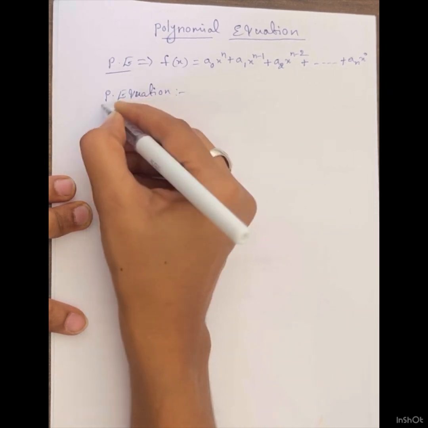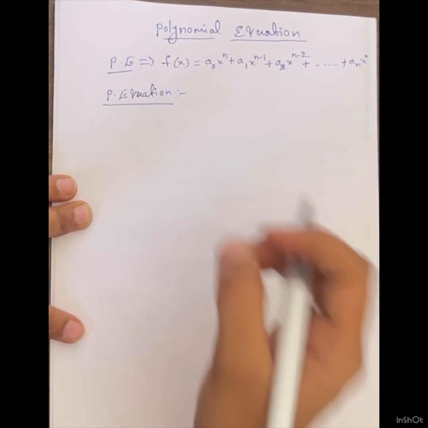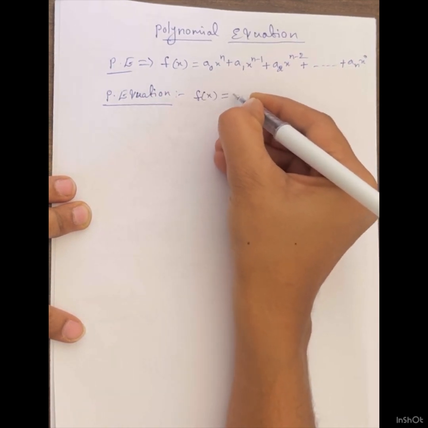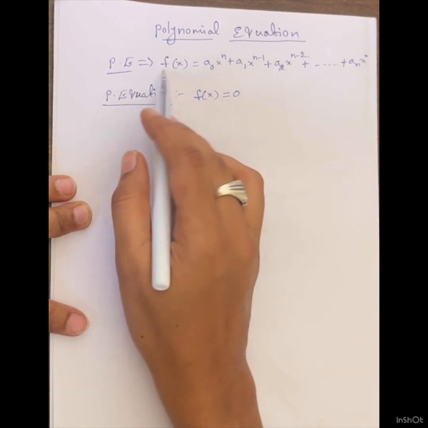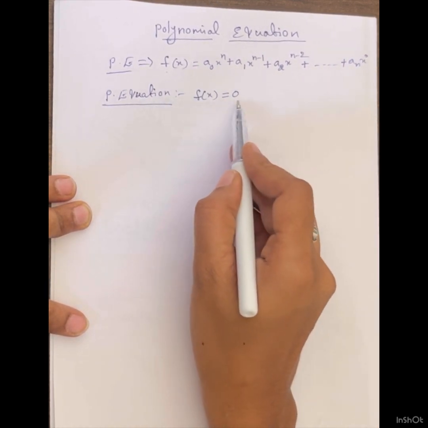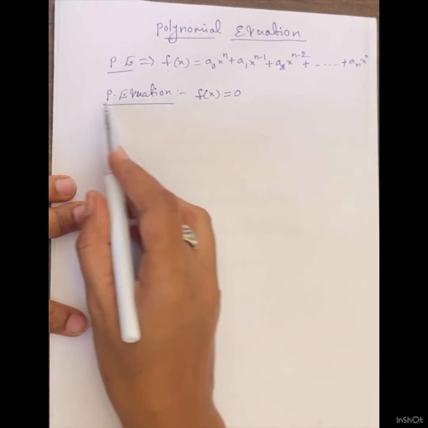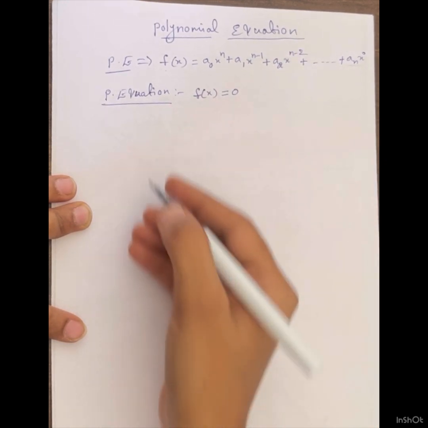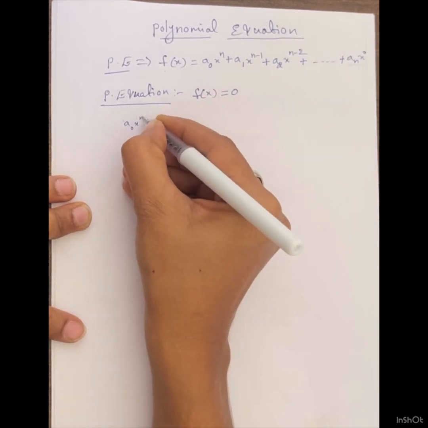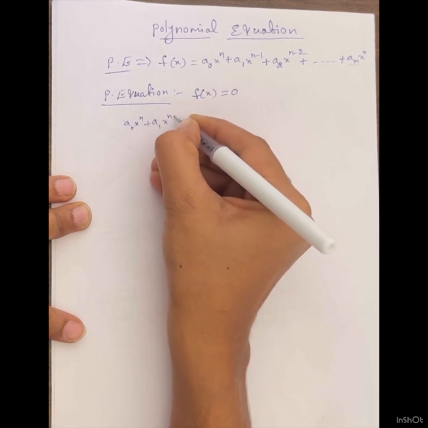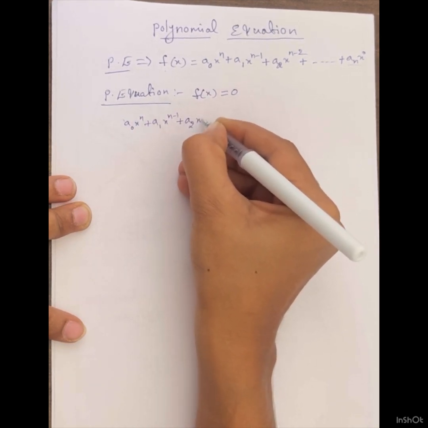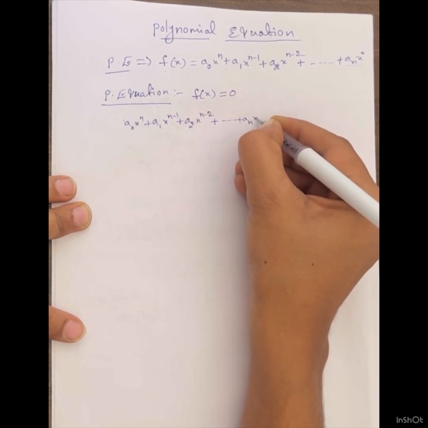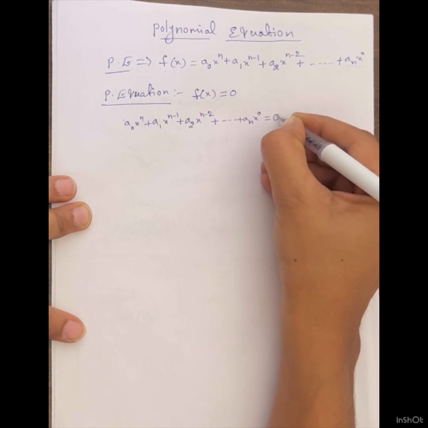What is a polynomial equation? A polynomial equation is nothing but the polynomial expression becoming equal to 0. The expression is f(x), so f(x) = 0 is the polynomial equation. Now in place of f(x), write down this expression: a0 x^n + a1 x^(n-1) + a2 x^(n-2) and so on, up to an x^0 is equal to 0.